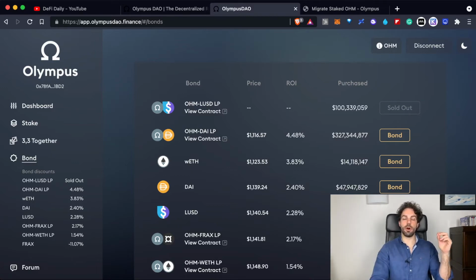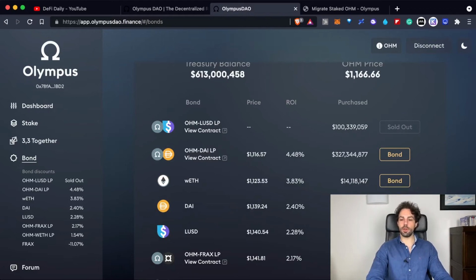Let's say that the price of one OHM is $100 and the ROI, that is this column here, is let's say 4%, 5%, whatever. It means that if the price is $100, you are just going to pay $95 for each OHM token, because it is discounted. And this kind of discount is in order to incentivize people to provide liquidity to the protocol, so they can take advantage of this discount.